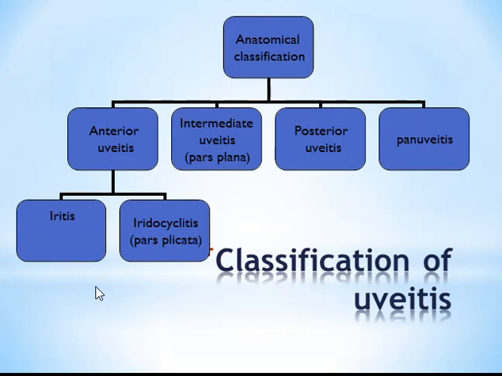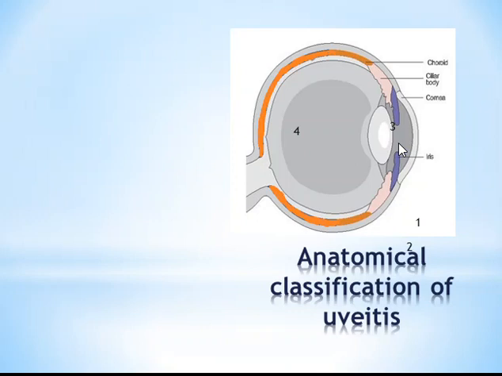Now we will talk about the classification. We will classify according to the anatomical classification, then the clinical classification, and then the etiological classification. Anatomically, we classify uveitis into anterior, intermediate, posterior, and panuveitis. Anterior is when there is inflammation involving the iris, called iritis or anterior uveitis, or when there is inflammation in the ciliary body and iris, and this condition is called iridocyclitis.